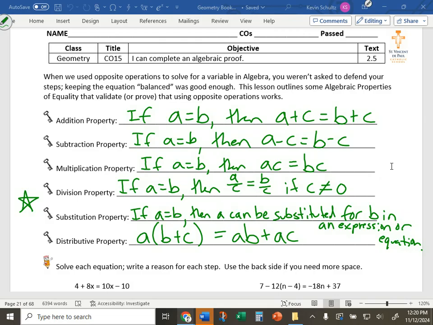All right, questions on any of those properties? None of them are new, right? We used all of them at some point before, but now we're actually naming them. Okay?